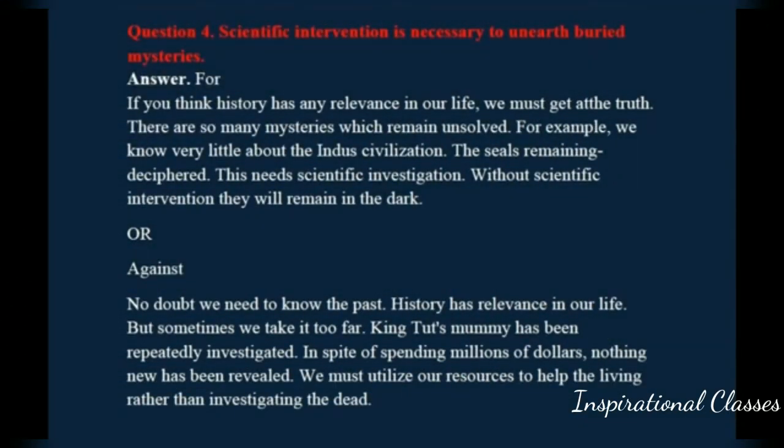Question 4. Scientific intervention is necessary to unearth buried mysteries. Answer. If you think history has any relevance in our life, we must get at the truth. There are so many mysteries which remain unsolved. For example, we know very little about the Indus civilization. The seals remain undeciphered. This needs scientific investigation. Without scientific intervention they will remain in the dark.